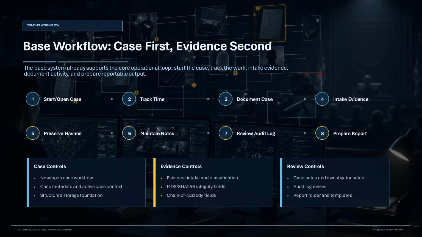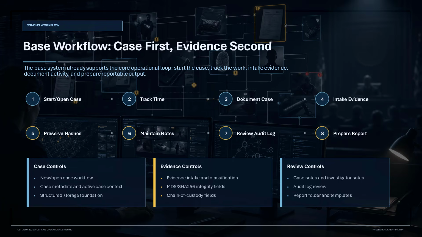Any evidence that you find, you need to be able to prove for attribution and documentation. So this is the base operational loop. Start a case, track the work, document the case, intake evidence, preserve hashes, maintain notes, preserve the audit log, prepare the report, and that is the core workflow. Notice what comes first? It's the case. Not the tool, not the browser, not the terminal, not the screenshots. It's all about the case, which is going to start with the allegation.